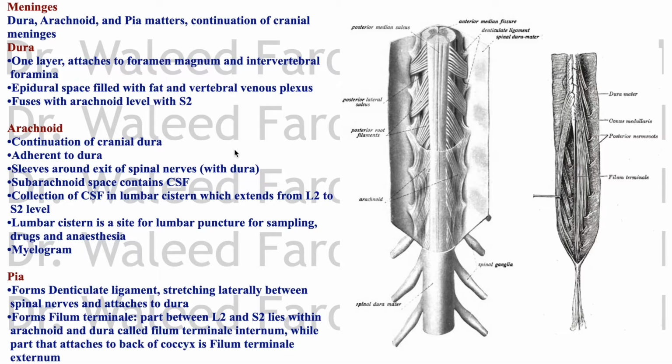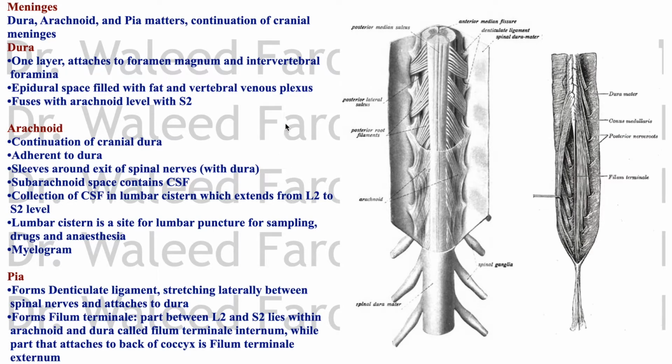The spinal cord is a continuation of the brainstem, so it's covered by the same meninges: the dura, arachnoid, and pia maters. The dura mater is one layer. It attaches to the margins of the foramen magnum upwards, and the intervertebral foramina at the sides, at the sites of exit of the spinal nerve. It forms a small sleeve around the beginning of the spinal nerve. The epidural space is filled with fat and vertebral venous plexus, and the dura and arachnoid fuse together at the level of S2.